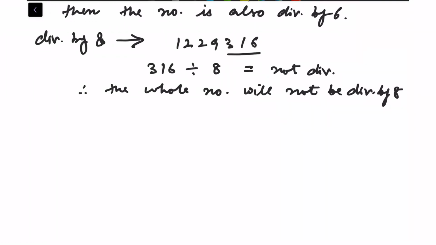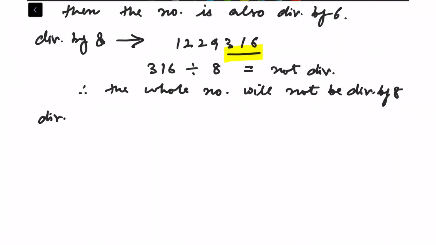Students, we have seen the number formed by the last 3 digits. This one, if it is not divisible by 8, then the whole number will not be divisible by 8.